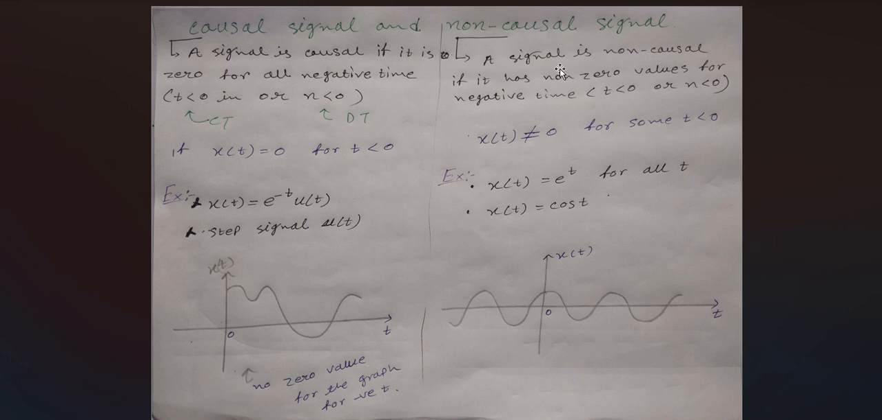Non-causal signal: a signal is non-causal if it has non-zero values for negative t. You can see that we can find values anywhere in the graph. Example is x(t) = e^t for all t and the cosine graph. Also the sine graph, any graph that can represent minus t and plus t also.